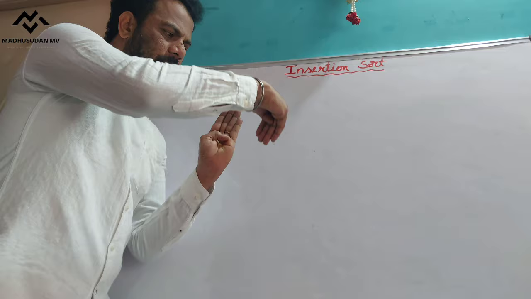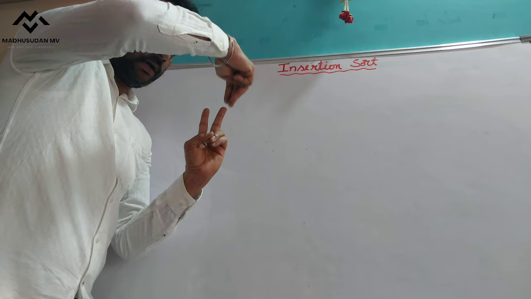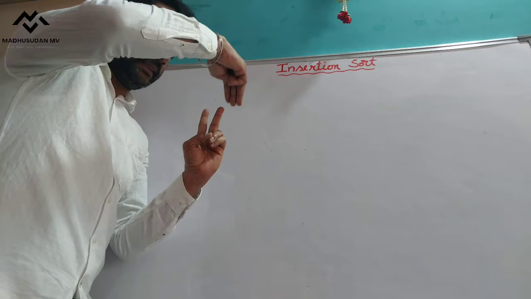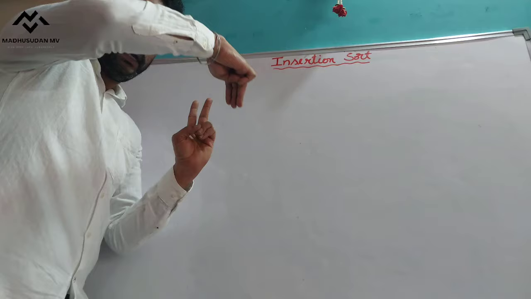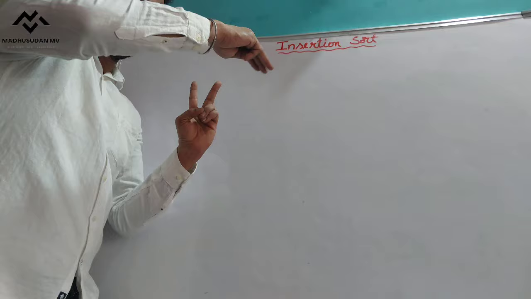Now after keeping that, the two cards in our hand are sorted. Now when we pick the third card, we compare it with the last card in our hand, that is the sorted last card. Suppose this card is greater than that card, then we keep it in front of it. Suppose the third card is not greater than this card, then we compare with the next card. If it is lesser than that card, we insert it here. If it is greater, we keep it after it.